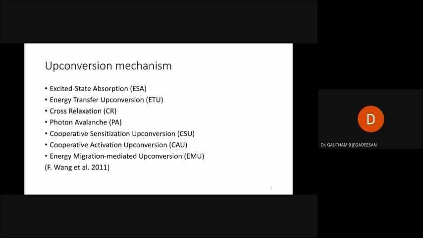Mechanisms proposed: one is excited state absorption, abbreviated as ESA. The next ones are energy transfer upconversion (ETU), cross relaxation, photon avalanche, cooperative sensitization upconversion, cooperative activation upconversion, and energy migration mediated upconversion. This energy migration mediated upconversion was proposed recently, in the year 2011. Now I want to explain them briefly one by one.